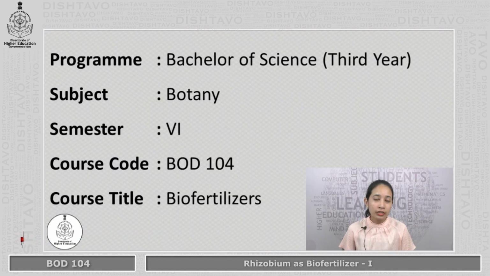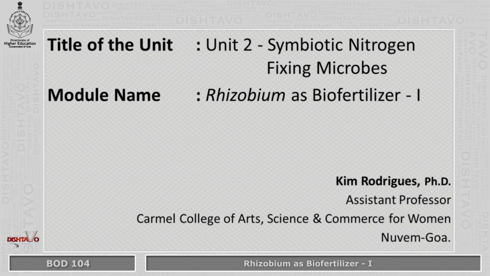Today I will be teaching Rhizobium as biofertilizer for third year BSc Botany Semester 6 students. Course code BOD 104, course title Biofertilizers. The title of the unit is Unit 2 Symbiotic Nitrogen Fixing Microbes. Module name Rhizobium as Biofertilizer 1.